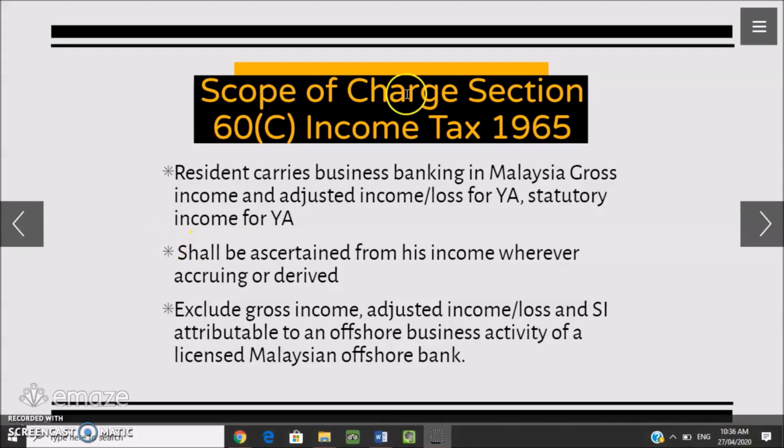Okay, next, scope of charge, Section 60C, Income Tax Act 1967. A resident carrying on banking business in Malaysia: gross income, adjusted income or loss for the year of assessment, and statutory income for the year of assessment shall be ascertained from his income wherever accruing or derived. Exclude the gross income, adjusted income or loss, and statutory income attributable to an offshore business activity of a licensed Malaysian offshore bank.